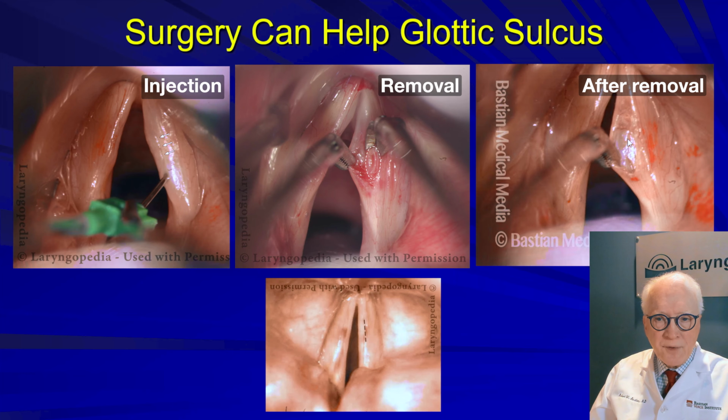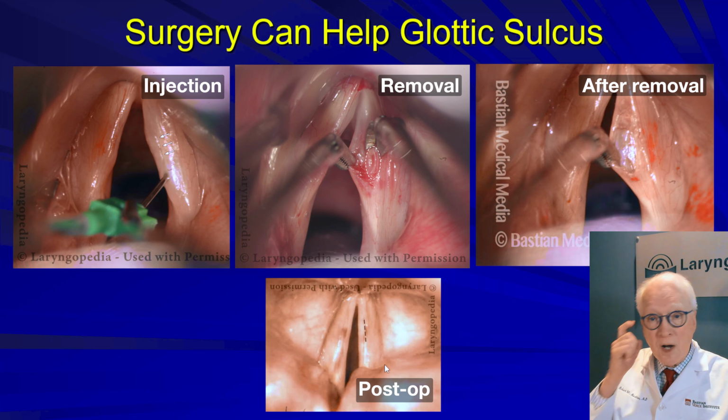And here it is after removal, and you see we still have lots of stretchable mucosa. And after surgery, this is a week or two later, you can see that here's the line of the incision where I was removing the sulcus, and the margin is not concave. It is still a fairly straight margin, and this person got quite a good result from this surgery.